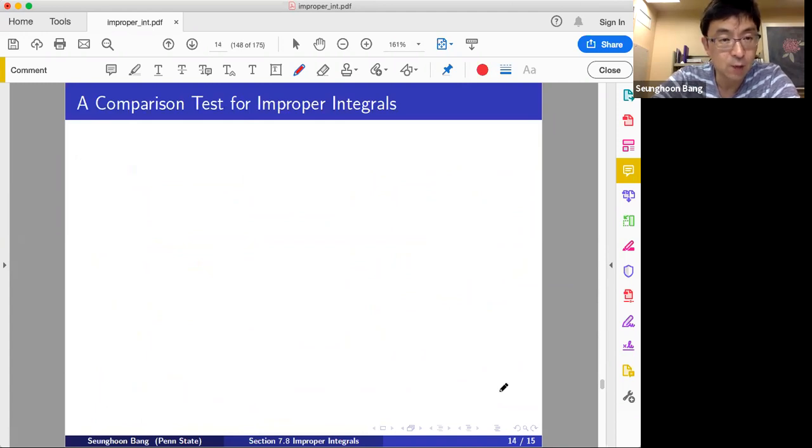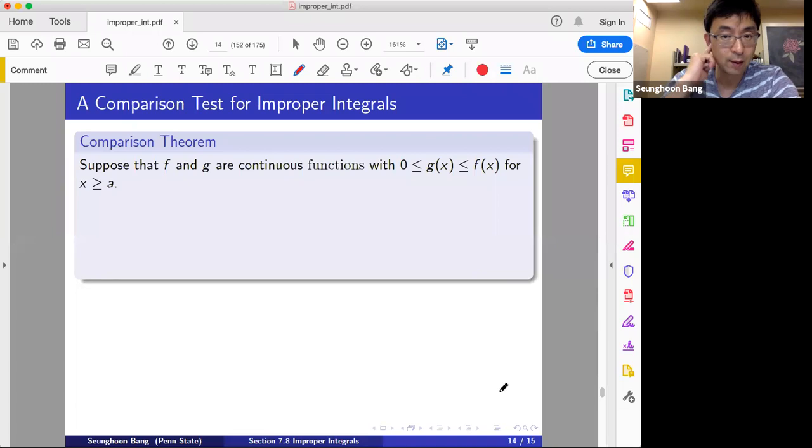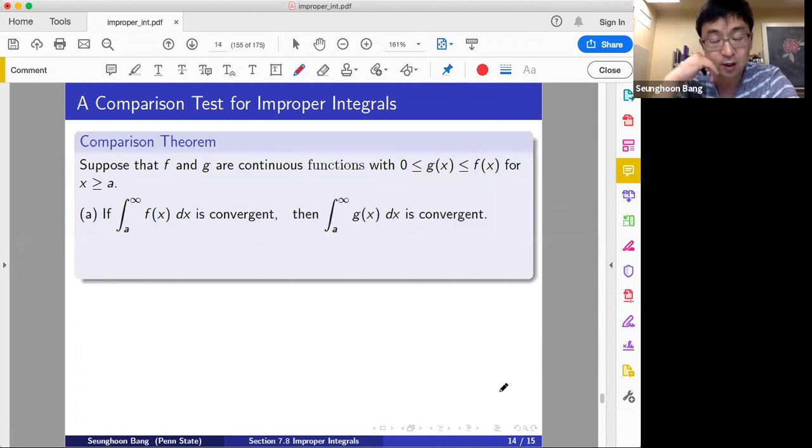We think about a comparison test for improper integrals. As a comparison theorem, suppose that function f and function g are continuous functions with g of x between 0 and f of x. One more assumption, x is greater than or equal to a. If the integral from a to infinity of f of x dx is convergent, what happens to g of x? The integral from a to infinity of g of x dx is also convergent.